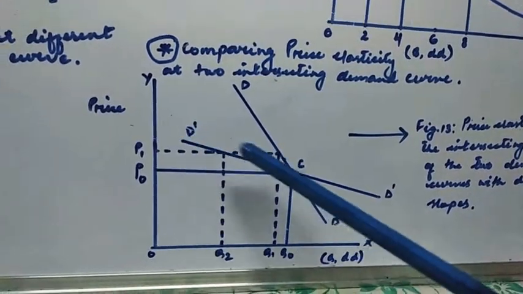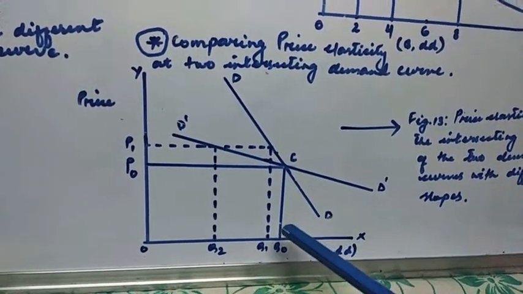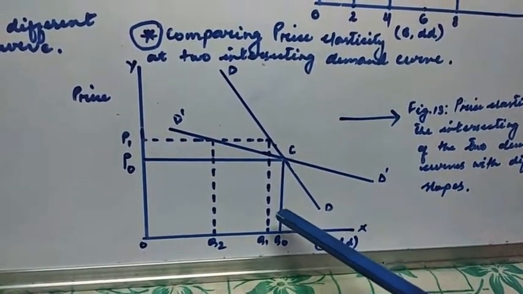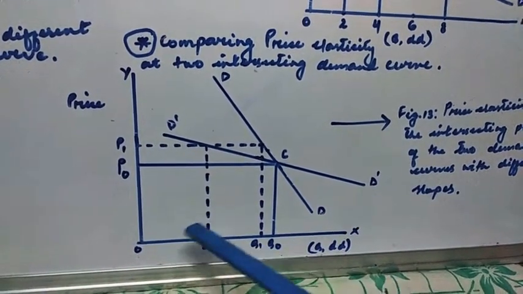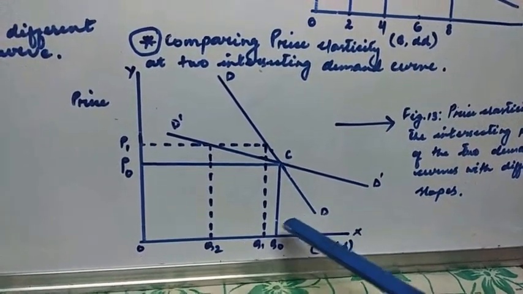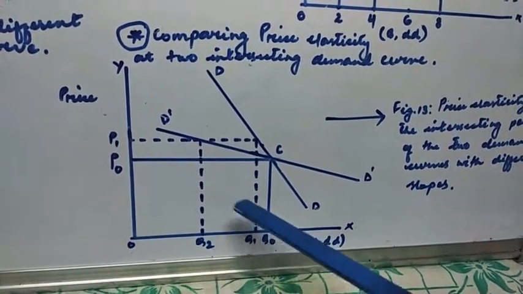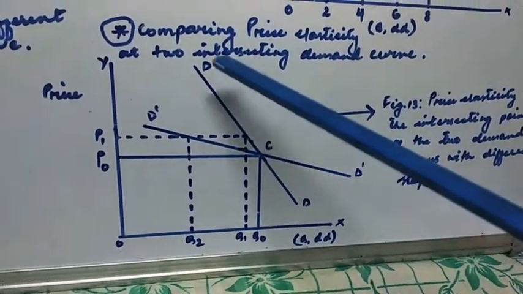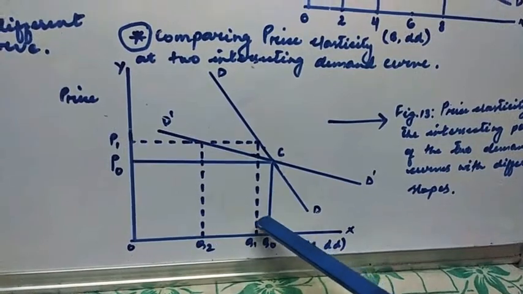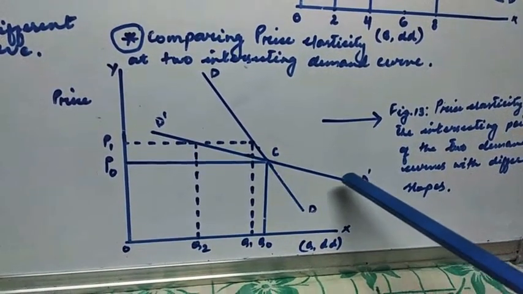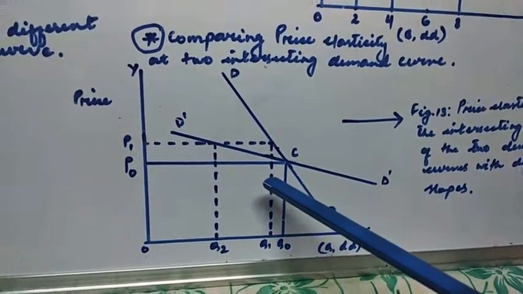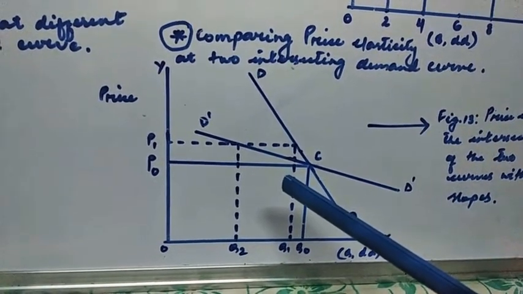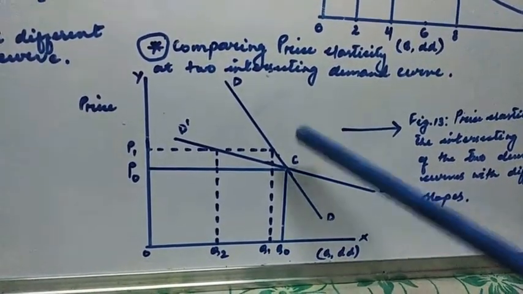So because of the change in price, the quantity demanded for the demand curve D dash D dash, which is a flatter demand curve, the percentage change in quantity demanded because of the change in price is very huge, compared with the demand curve which is steeper in nature, DD. So in case of DD, the change is very less, but in case of a flatter demand curve, the change is very huge. So a flatter demand curve will indicate a greater price elasticity when two demand curves intersect.